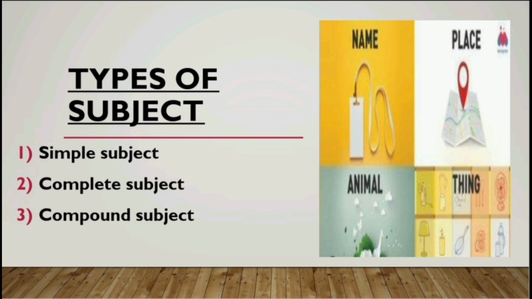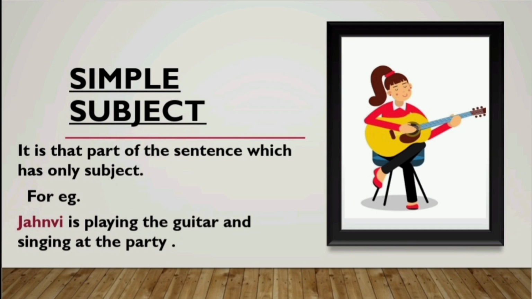There are three types of subjects in English sentence structure. The first one is simple subject, the second one is complete subject, and the third one is compound subject. The first category is simple subject. Now, what is a simple subject? A simple subject is that part of the sentence which has only the subject. So, a subject, absolutely a noun without anything else, is the subject.